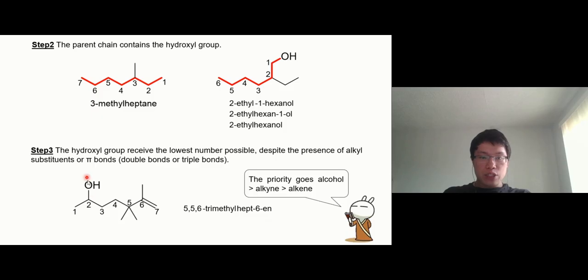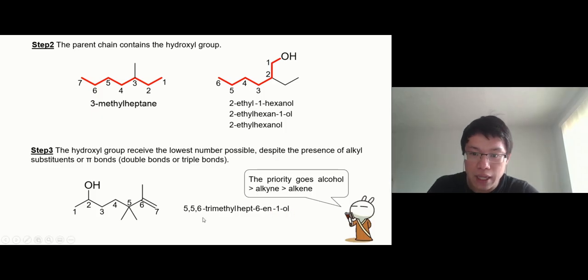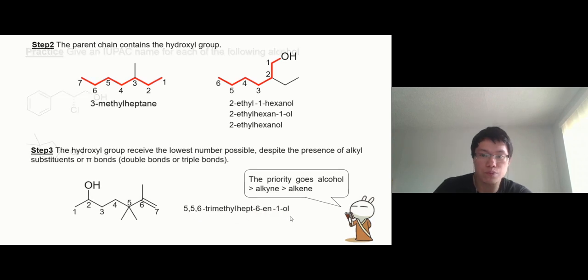And then alcohol at position 2, we go 2-ol. 2, not 1, 2-ol. So that's 6-ene, 2-ol. So 5,5,6-trimethylhept, which means 7 carbon, put alkene at position 6 and alcohol at position 2, not 1, this is 2.